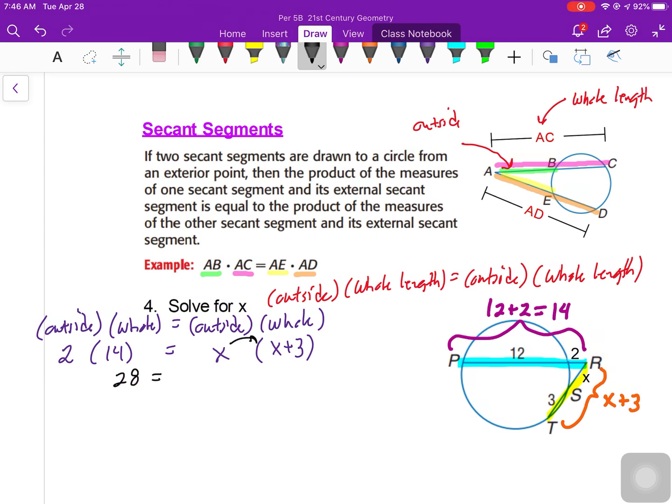It's going to require a little bit of algebra. Now, 2 times 14 is just 28. But on the right side, when we distribute the x, we'll get x squared plus 3x. That's a quadratic equation. Since it's a quadratic equation, we're going to get 0 on one side, and then we're going to try to factor it. So I'm going to subtract the 28, and that gives us this.